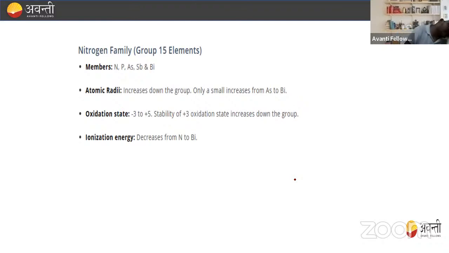One important note here: nitrogen always shows the -3 oxidation state. It will not show the +5 oxidation state due to the absence of vacant d orbitals. And when you move down the group, the stability of the +3 oxidation state increases as a result of the inert pair effect. So I hope this is clear to you. Now, ionization enthalpy decreases from N to Bi as the size increases. There is no exception to this. So these are some important points related to the nitrogen family or group 15.